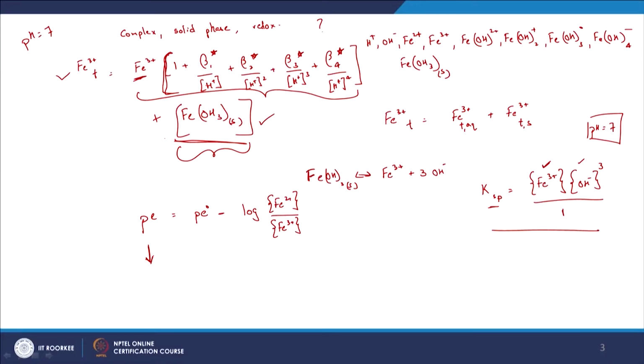So in effect, what does it mean? It means that the value of pe is going to fall further, right? So let's see how to understand this system in VMinTeq, I guess. So let's switch over there.